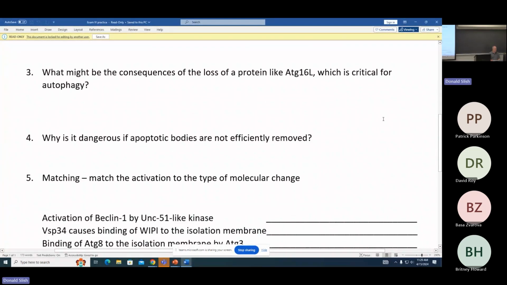What might be the consequences of the loss of ATG16L, which is critical for autophagy? All right, so this question sounds complicated, but really what I'm saying is, what happens if you don't have autophagy, right? I make it a little bit sneaky by throwing this protein in. And you're thinking, what's going to happen with that pathway? If we knock that out, well, it's just not going to happen. So what happens if you don't have autophagy? So again, the question is not what is ATG16L, but what is autophagy? Anyone know? Why is autophagy important?